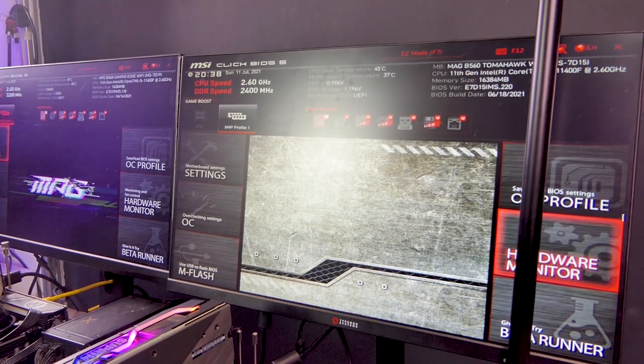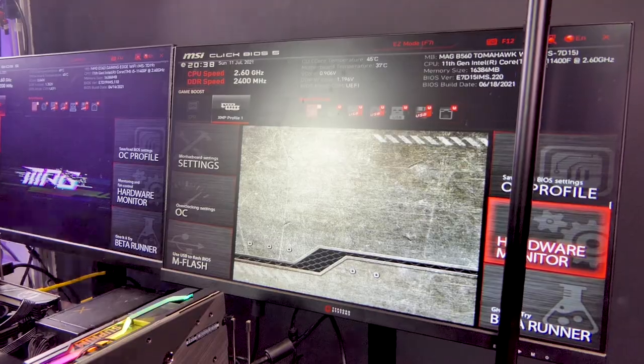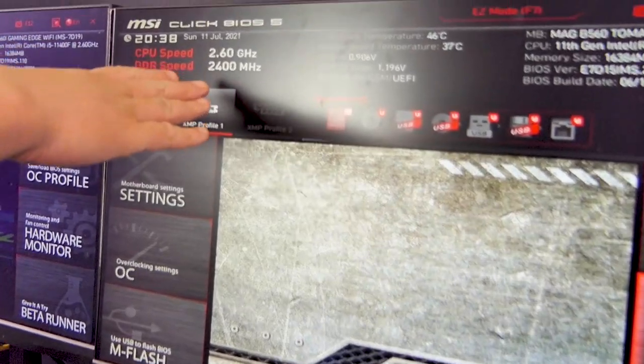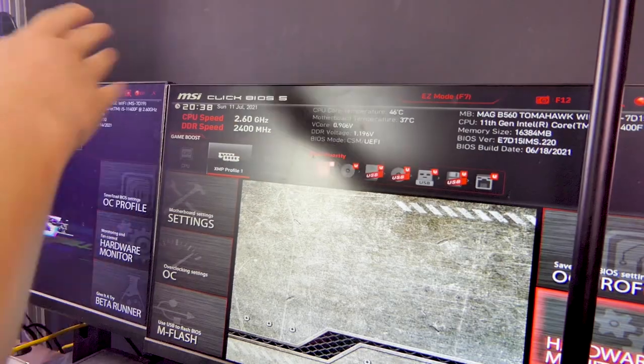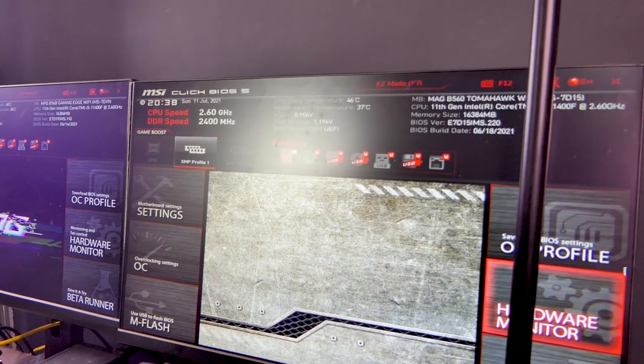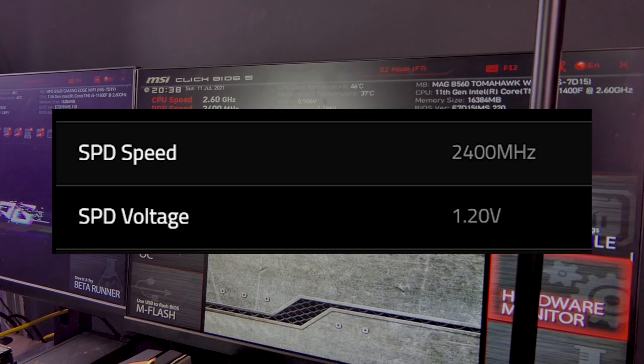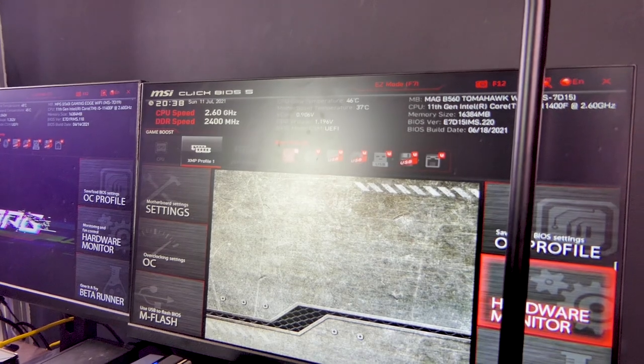For Memory Try It, what it does is, if it fails after a set amount of time, it'll just throw you back into the BIOS. And you can see my DDR speed now is 2400 MHz. Why? Because the 3200 G.Skill Flare X's JEDEC timing is 2400 MHz. So they'll default back to the JEDEC timing.